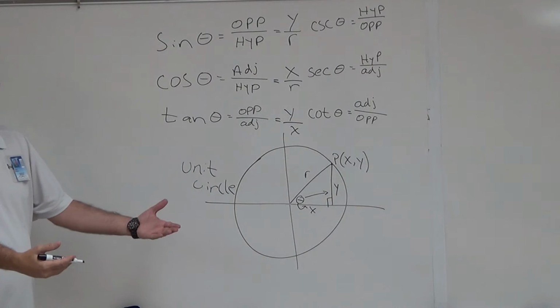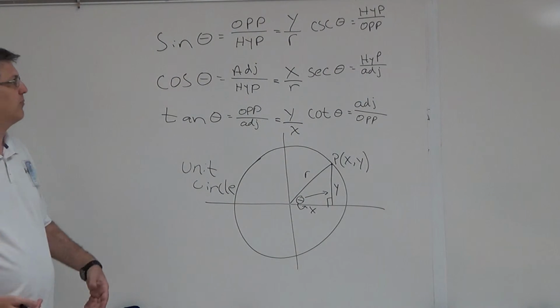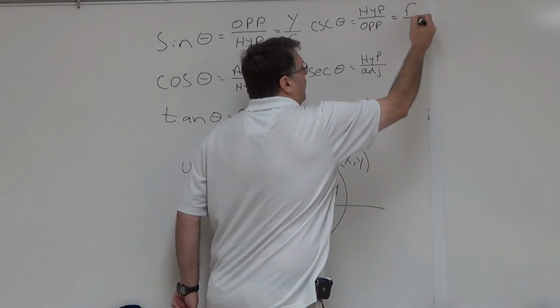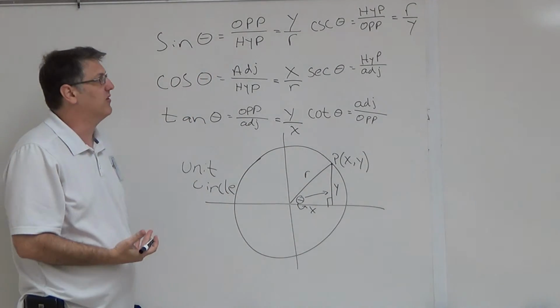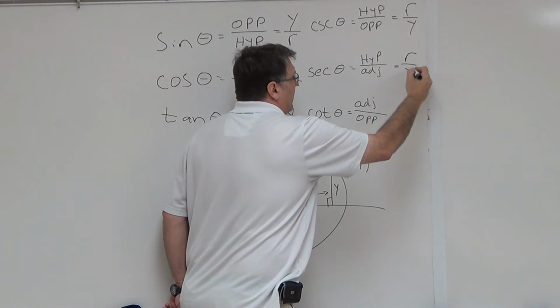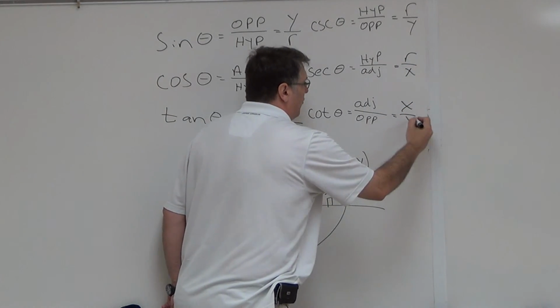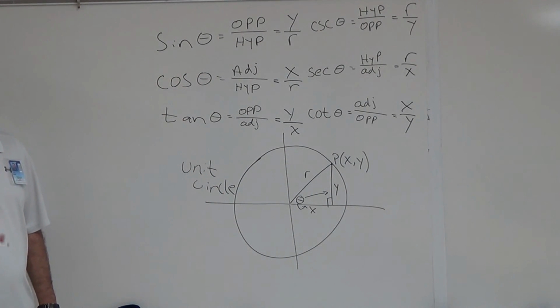Now once you have those 3, you already know the next 3 because you just flip that fraction upside down, take the reciprocal of it. So cosecant becomes r over y, which is also hypotenuse over opposite. Secant is r over x, and cotangent is x over y. And that's how you define the 6 trig functions in terms of the unit circle.